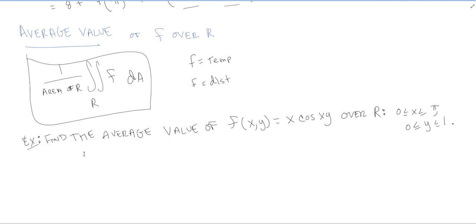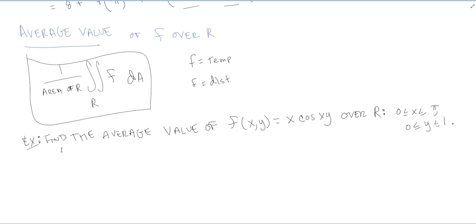Okay, so we're going to find the average value of a function f of xy, which in this case is x cosine xy over this region R. Notice this region is just x from 0 to pi and y from 0 to 1.